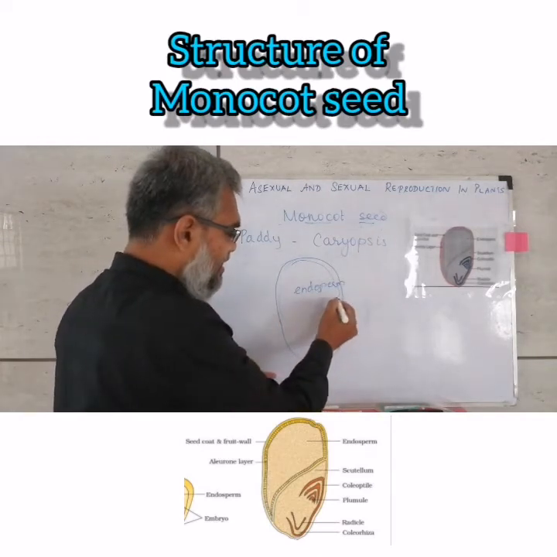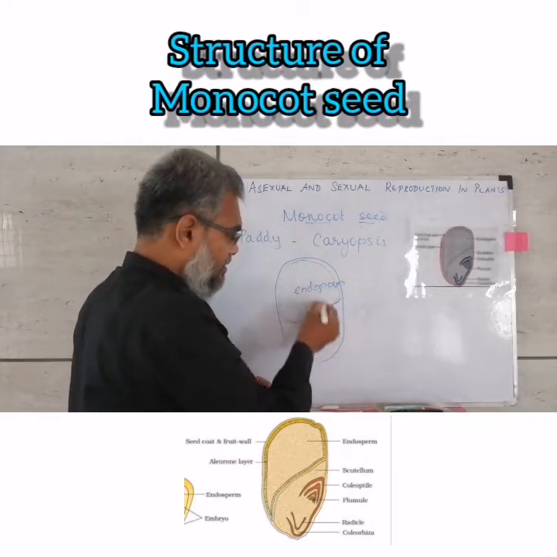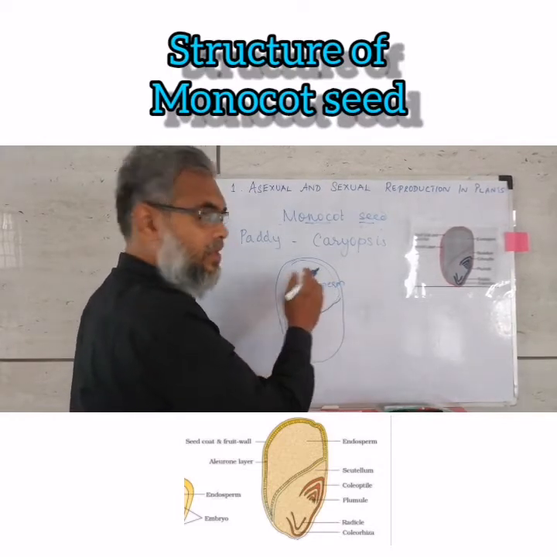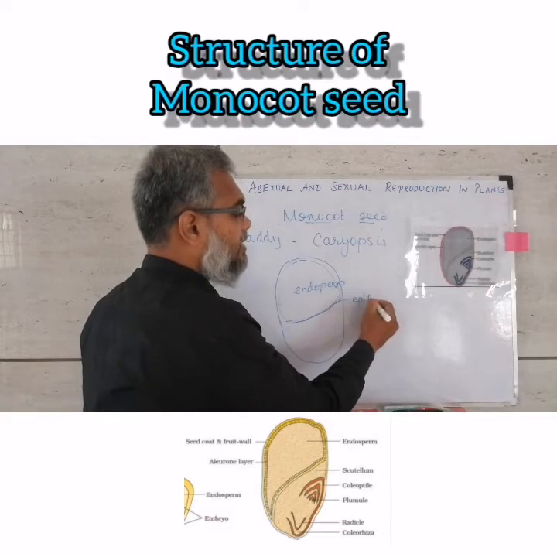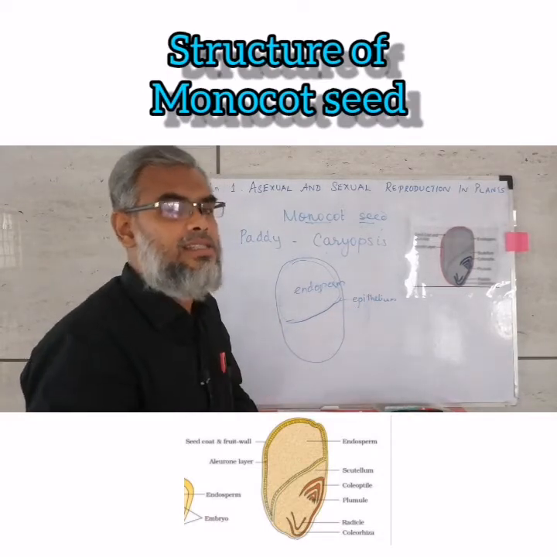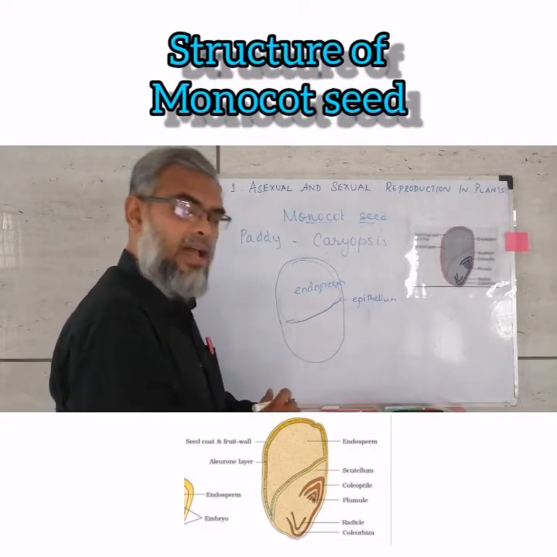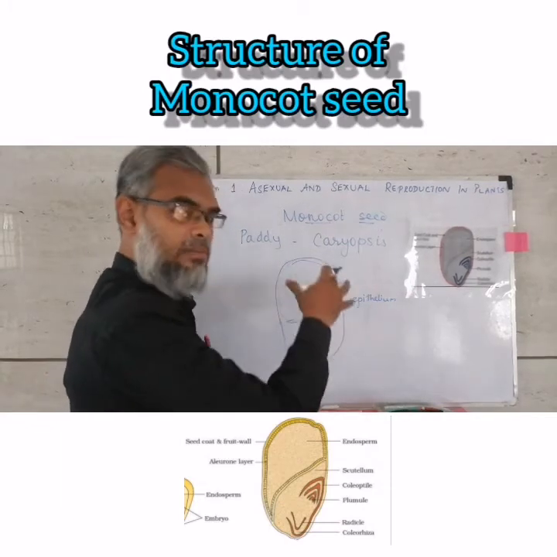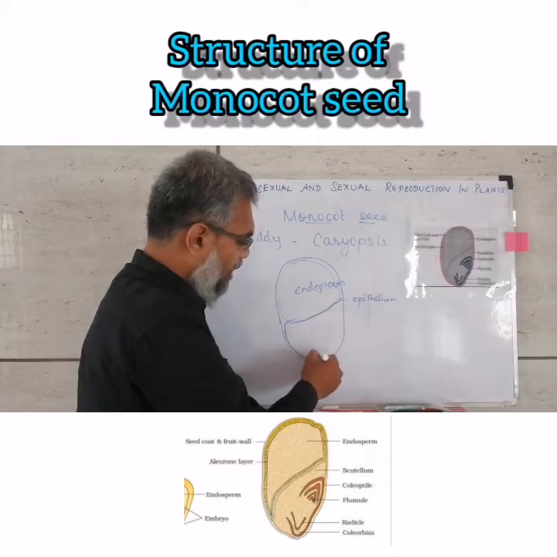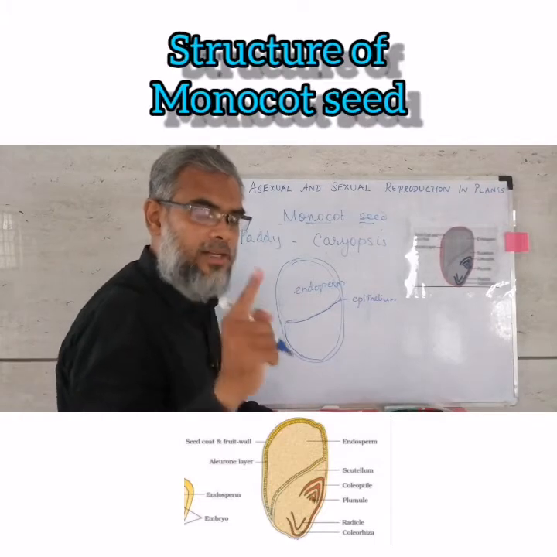The endosperm has a definite layer here which separates the endosperm from the other contents of the seed, called the epithelium. Okay, the layer is called epithelium, and this seed has the embryo, which has a shield shaped cotyledon. This is the shield shaped cotyledon. Only one cotyledon is present.